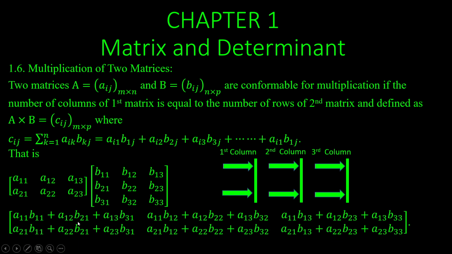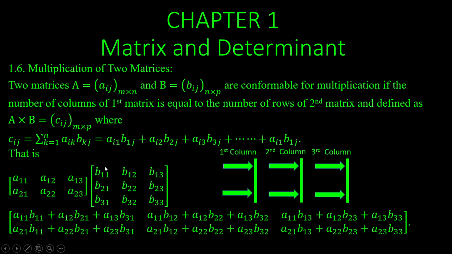And it can be shown on the screen. Suppose that here, if we multiply all the entries of the first column of the second matrix by the corresponding entries of the first row of the first matrix, we get A11 B11, A12 B21 plus A13 B31. Now adding those, we get a sum. That sum is A11 B11 plus A12 B21 plus A13 B31.